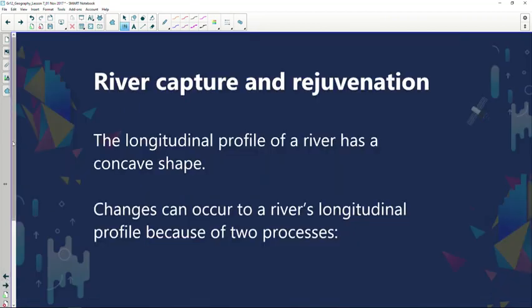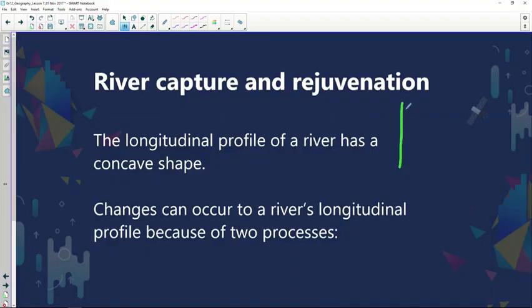Now, our next two topics that we're going to discuss are river capture and rejuvenation. Like I've mentioned to you before, if you look at the longitudinal profile, what is a longitudinal profile? It's a side profile of a river. It's this, from the source to the mouth. As you can see, beautifully concave in shape.